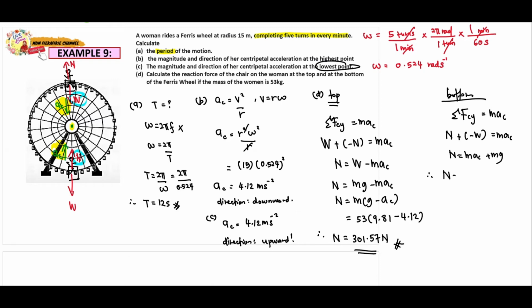Therefore, N is equal to MAC plus g. So, let's substitute. M 53, AC is 4.12 plus 9.81. Alright? So, N you akan dapat 738.29 Newton. Okay? So, dah settle semua soalan bagi example number 9. So, let's proceed to example number 10, the last one.